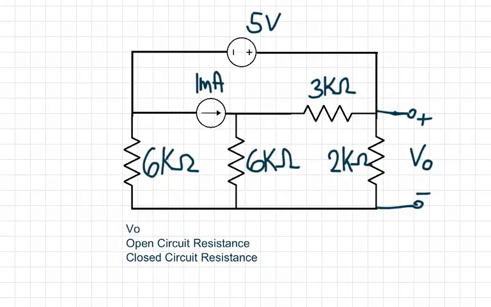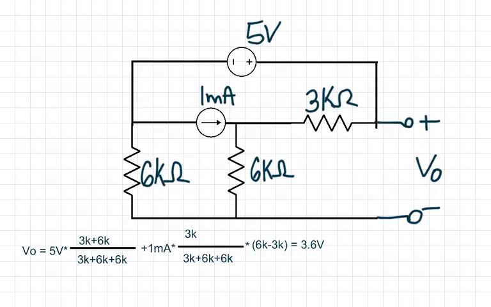In this video, we are going to calculate V0, also the open circuit resistance about V0, and the closed circuit resistance about V0. To begin, we will calculate V0 with our voltage and current source. So below we have the equation. I'm going to point out to you where all these numbers come from.